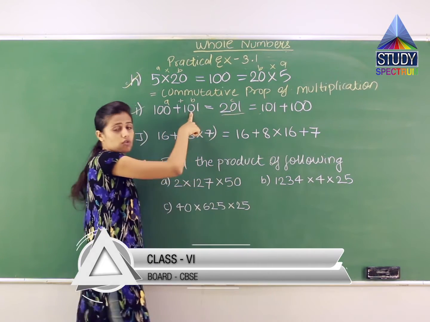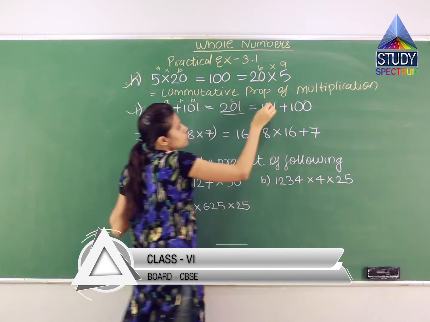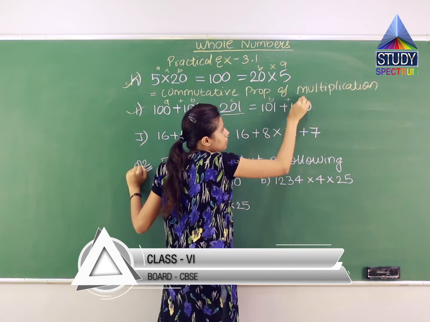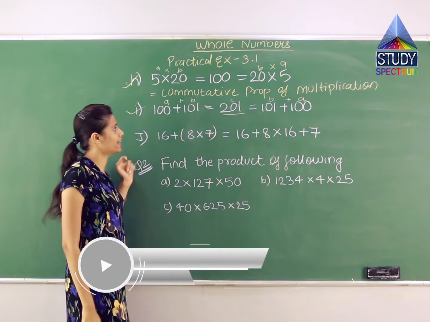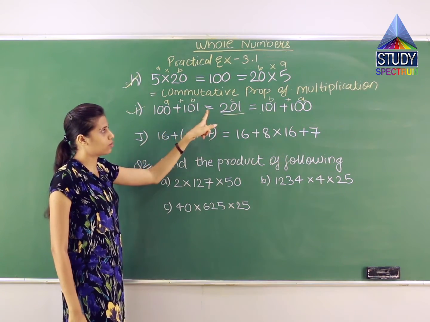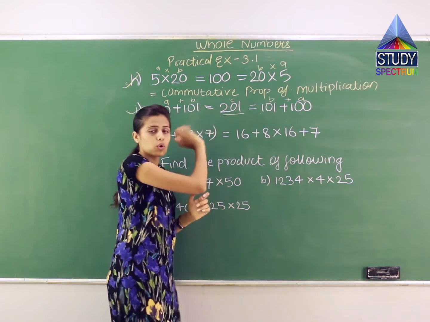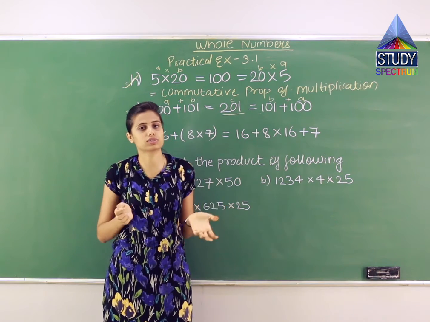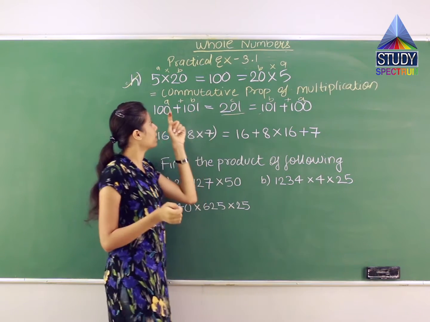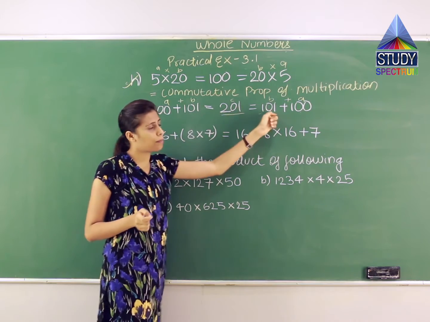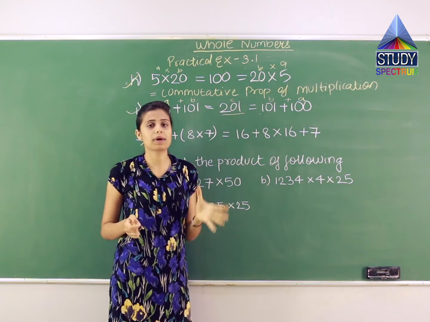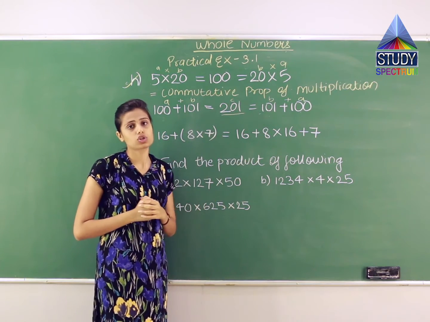Tell me what is 101? 101 is B. So I'll write B plus A. So can you see that A plus B is equal to C and B plus A is equal to C? Means what? Both are the same, LHS and RHS. Position does not matter. I am writing A first here, and B first here, and adding both, and still I get the same answer, which is 201.